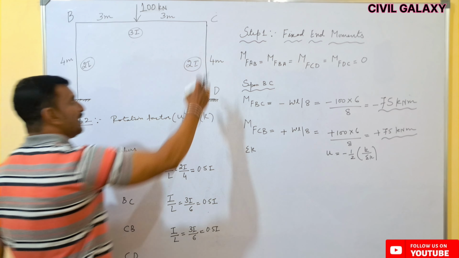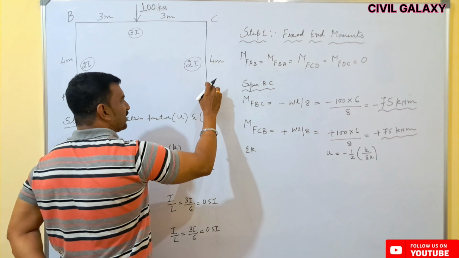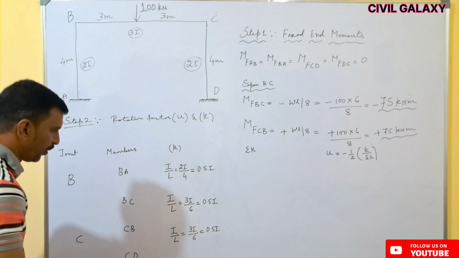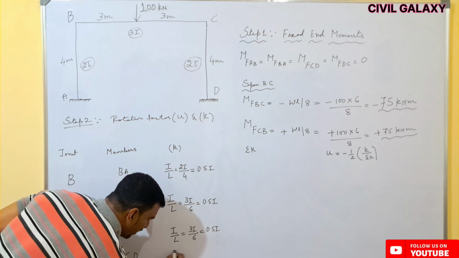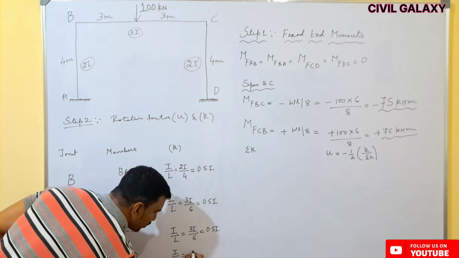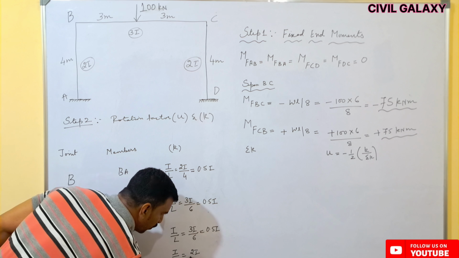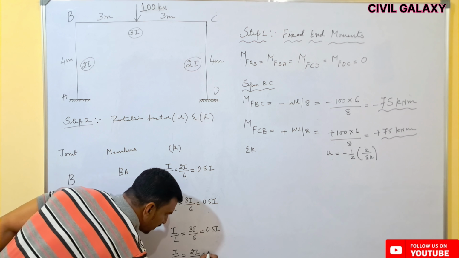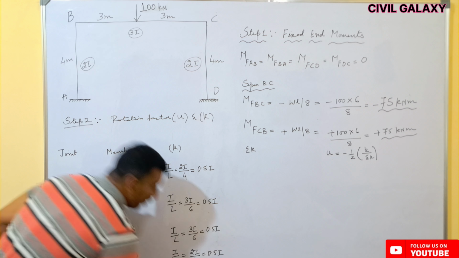For CD, C is the near end and D is the far end. Since the far end is fixed over here, the stiffness will be equal to I upon L. Here I is given as 2I and the length is 4 meters. So we have 0.5 I.